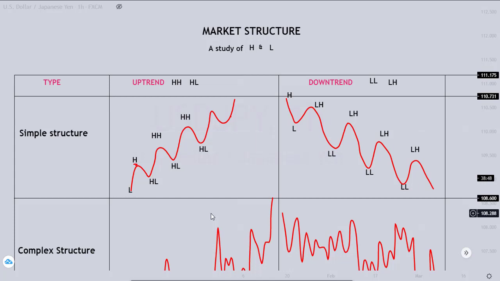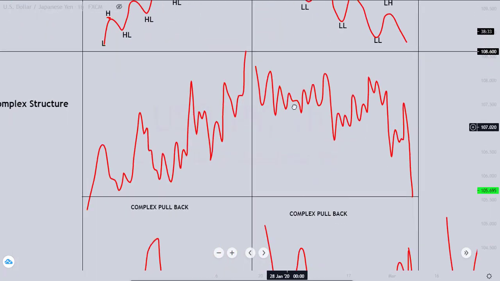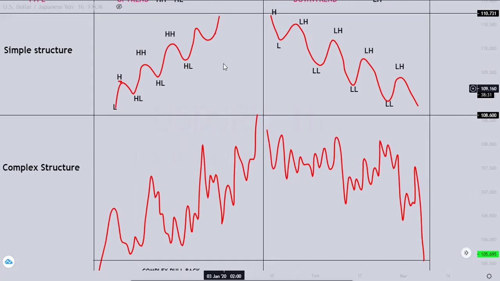My name is JD. Today I'm going to teach you market structure. We are going to do a study of highs and lows, but this time we'll go beyond a simple structure and focus on a complex structure and complex pullbacks. And I hope this is going to help you guys.